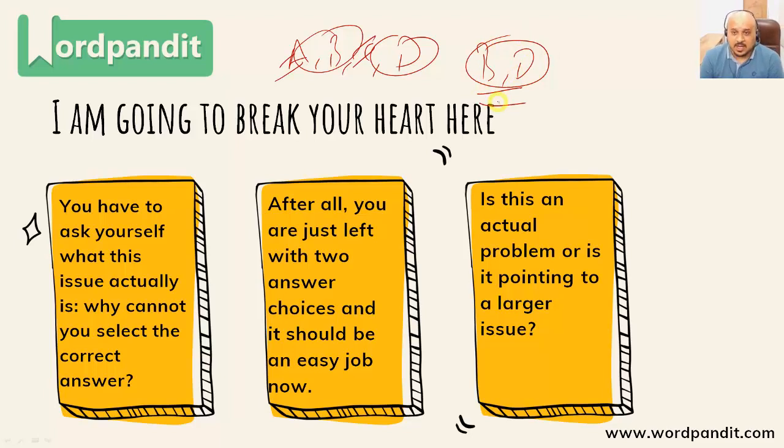And I'm going to break your heart here. I'm going to be an absolutely terrible person when I say this, and I'm going to ask you for a little bit of self-reflection. Ask yourself what the issue is. For example, you are left with B and D. Why can't you select the correct answer from these two choices? You're left with only two choices. You've done the difficult job. You've let go of 50% of the answer choices. You've eliminated them. Now you've only got two options to go. Is this an actual problem, or is it pointing to a larger issue? That's something that you've got to ask yourself here.